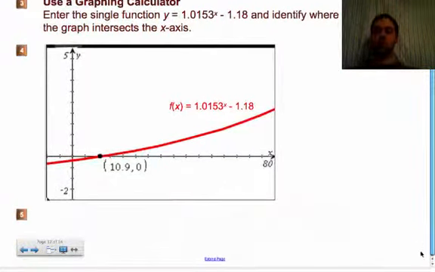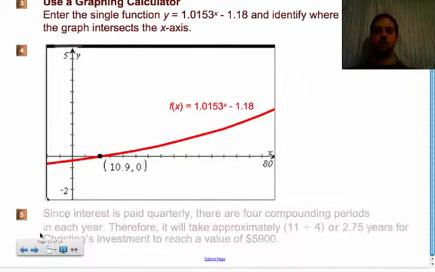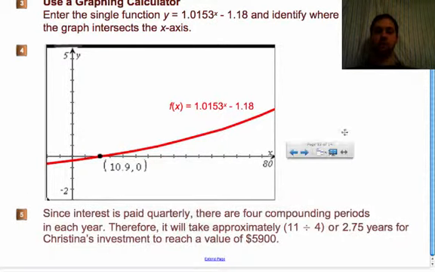So 12 compounding periods would be 3 full years. So this will be just under that. And you can see here that because it's compounding quarterly, it will take 11 compounding periods, which is just a rounding of 10.9, which is 2.75 years. So it's just 1 compounding period shy of the full 3 years.